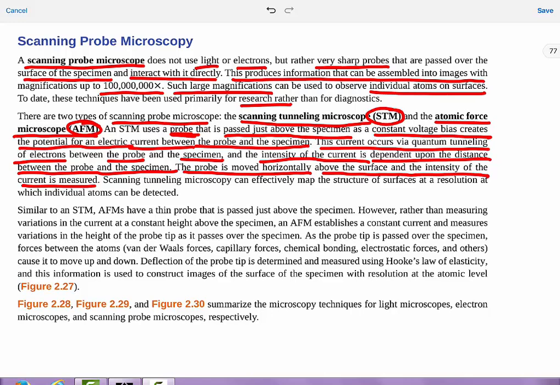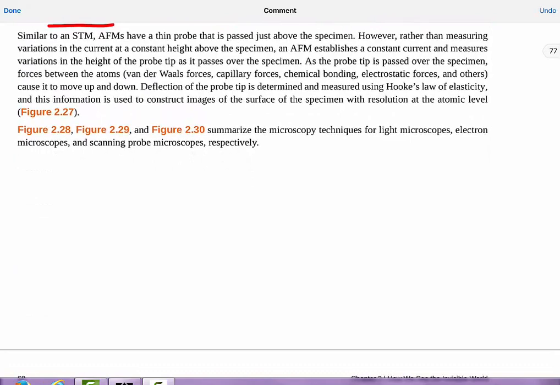It's tunneling. We have quantum tunneling, quantum meaning incredibly small, quantum-sized tunneling of these electrons between the probe and the specimen. The scanning tunneling microscopy can effectively map the structure of surfaces at a resolution at which individual atoms can be detected. So it can really get in there and get a nice, really solid surface map of something. So again, not inside, but it's a surface thing.